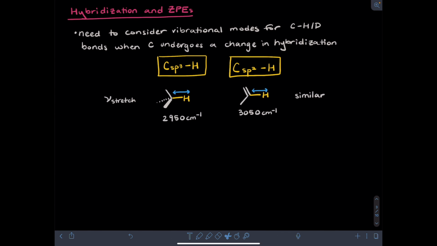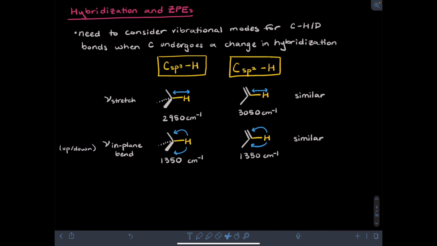The type of vibration that you'd be familiar with from Chem 331 is the stretching vibration. This is where the CH bond is getting shorter and longer as it vibrates and stretches. The sp3 hybridized carbon-hydrogen bond stretches at 2950 inverse centimeters, and the sp2 hybridized carbon-hydrogen bond stretches at 3050 inverse centimeters, approximately. These only differ by 100 wave numbers, so I would call these numbers fairly similar.